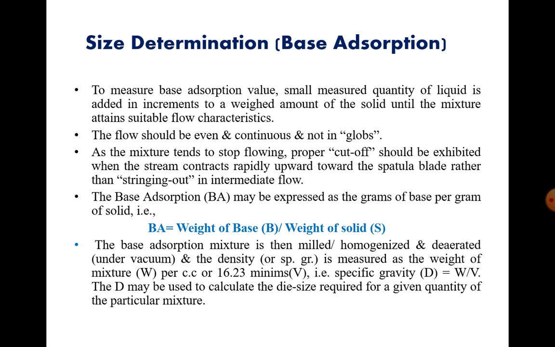Now the base adsorption may be expressed as the gram of base per gram of solid. Base adsorption equals weight of base divided by weight of solid. The base adsorption mixture is then milled or homogenized and deaerated under vacuum, and the density or specific gravity is measured as the weight of mixture per cc or 16.23 minims as volume, that is, specific gravity or density equals weight by volume. The density or specific gravity may be used to calculate the die size required for a given quantity of a particular mixture.